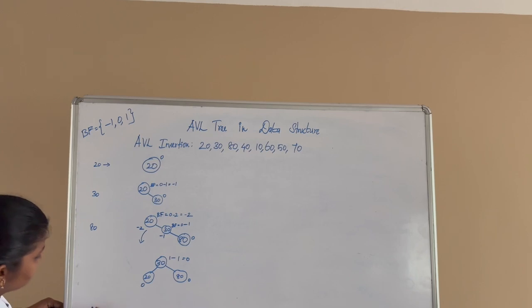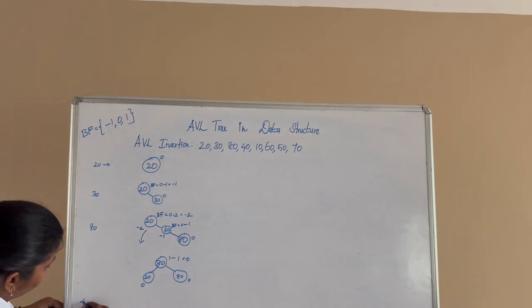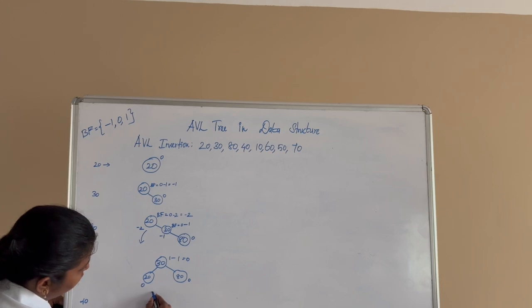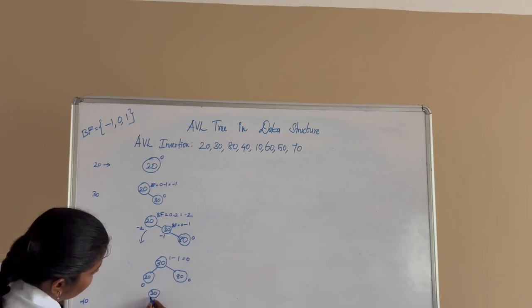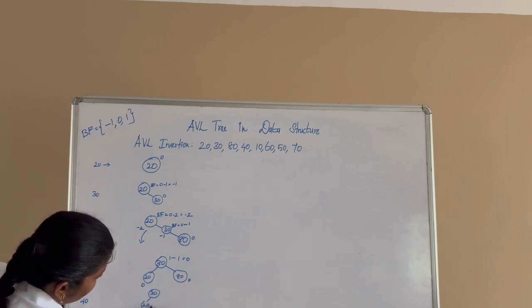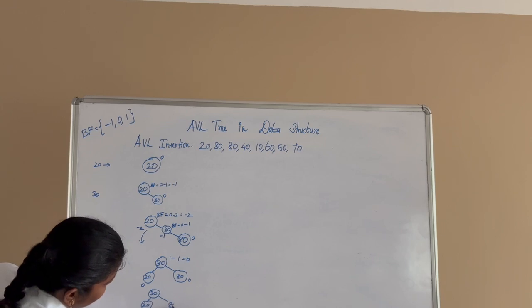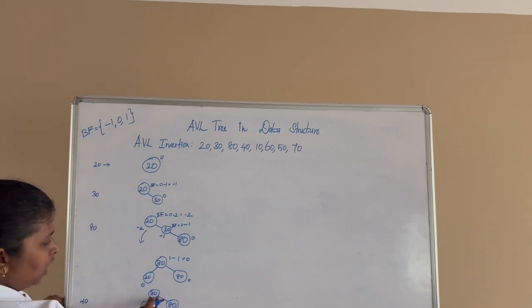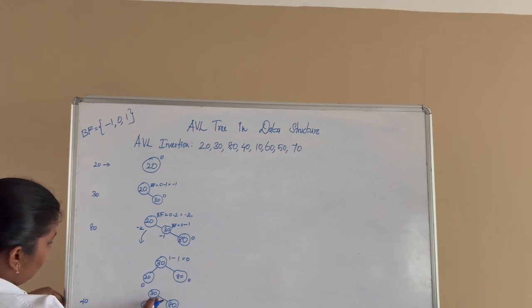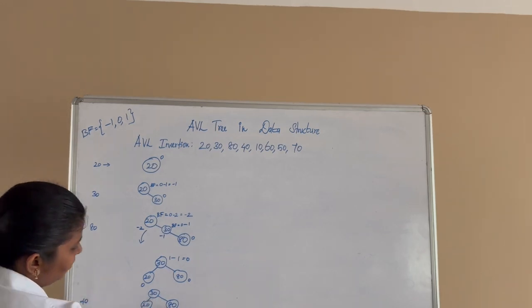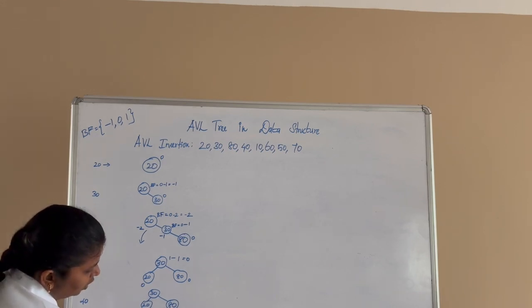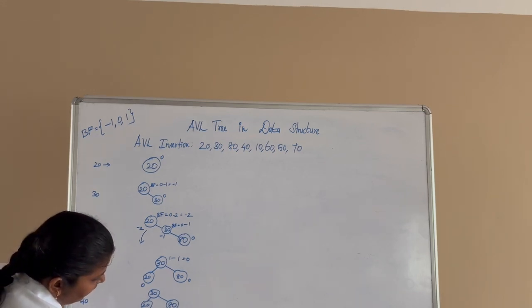Now we are going to insert the value 40. For inserting 40, we have to check it with the root node. The first one is root node 30, the second one is 20 and the third one is 80. It is greater than the root node 30, and we have to check it with the value 80. It is less than 80, so it comes as a left child.